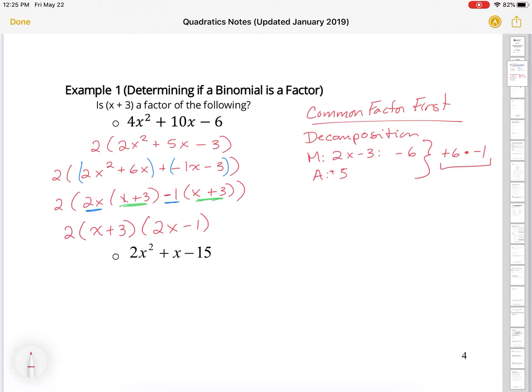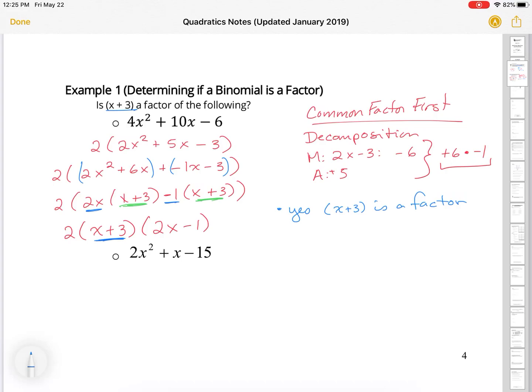So going back to the original question, is x plus 3 a factor? It sure is, because there it is. So yes, x plus 3 is a factor. Okay? And it doesn't matter what order it's in, they all work. Okay?